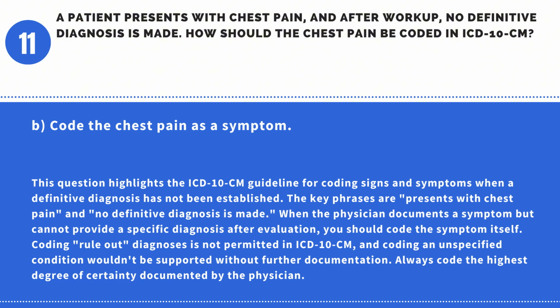Answer: B. Code the chest pain as a symptom. This question highlights the ICD-10-CM guideline for coding signs and symptoms when a definitive diagnosis has not been established. The key phrases are presents with chest pain and no definitive diagnosis is made. When the physician documents a symptom but cannot provide a specific diagnosis after evaluation, you should code the symptom itself. Coding rule-out diagnoses is not permitted in ICD-10-CM, and coding an unspecified condition wouldn't be supported without further documentation. Always code the highest degree of certainty documented by the physician.